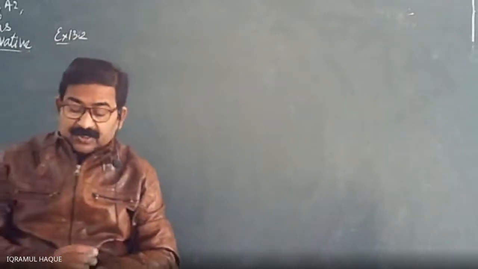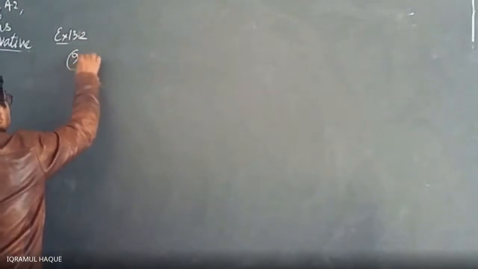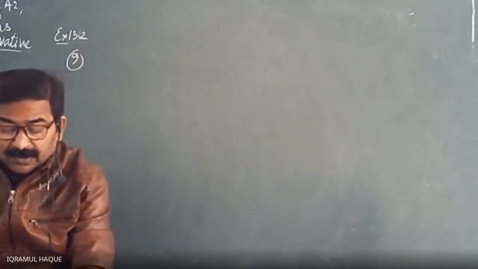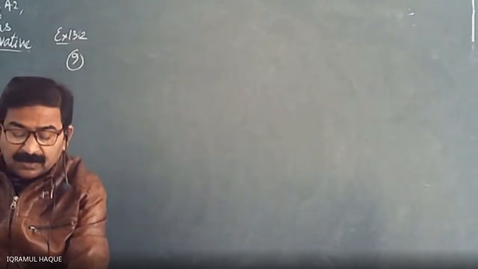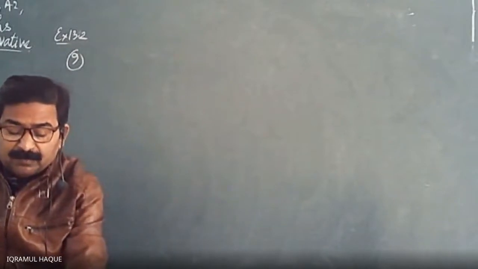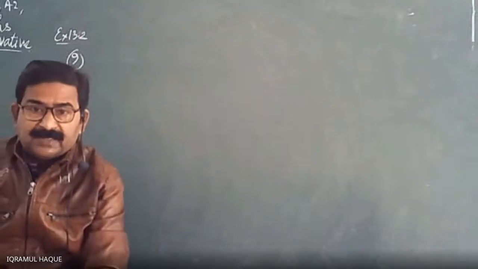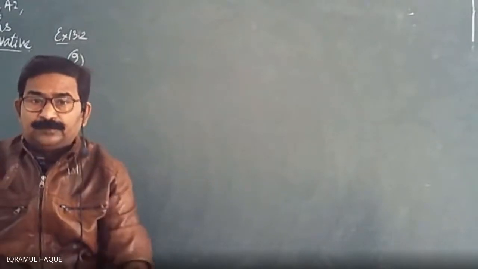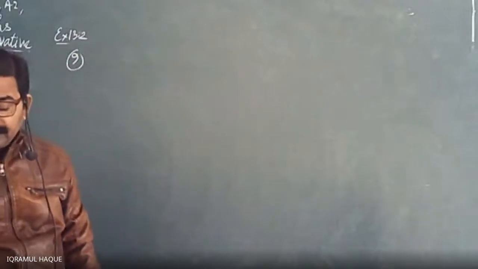See question number 9. In this question, find the derivative of. The first part is very simple. You have to find (2x minus 3 upon 4). So minus 3 upon 4 is constant, becomes 0, and 2x is 2. So it can be written directly. I'm writing the second part.